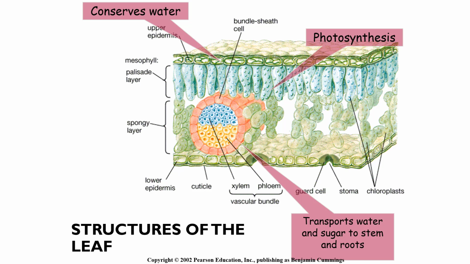Here are the structures of the leaf. The epidermis, which has a cuticle to conserve water. The vascular bundle transports water and sugar from stems and roots, and photosynthesis occurs within the chloroplast, mainly found in the palisade layer.